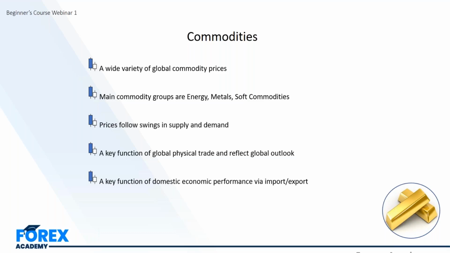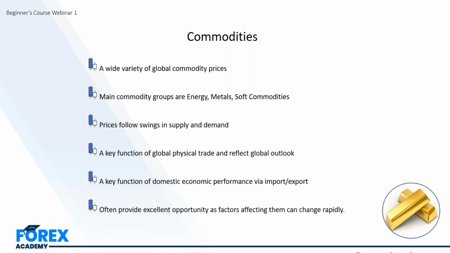A key function of domestic economic performance via import and export. Again, oil is a good example to use. We can even look at Canada or Australia. These are indicative of exporting oil countries, and obviously their economic performance very much depends on the commodity, and so does the currency in terms of how the commodity is traded, importing and exporting out of the country.